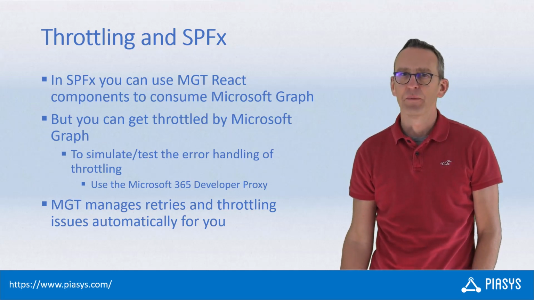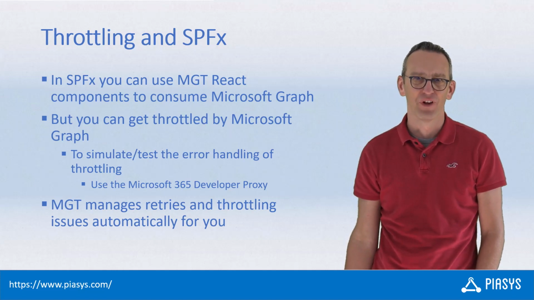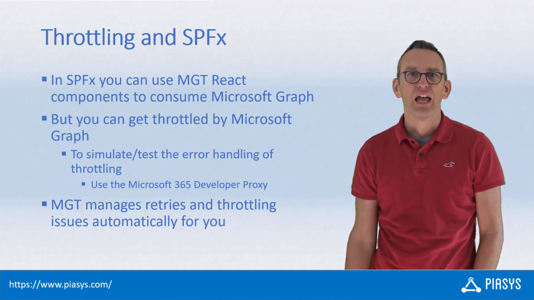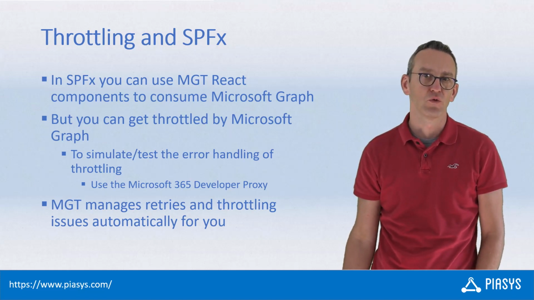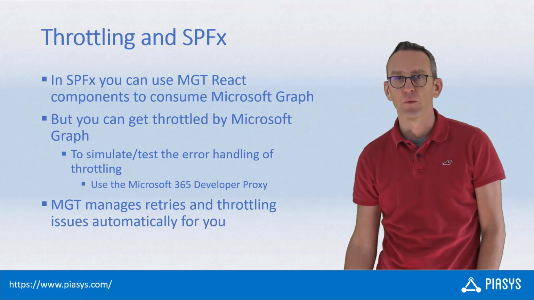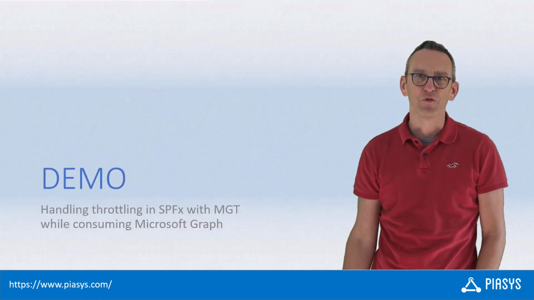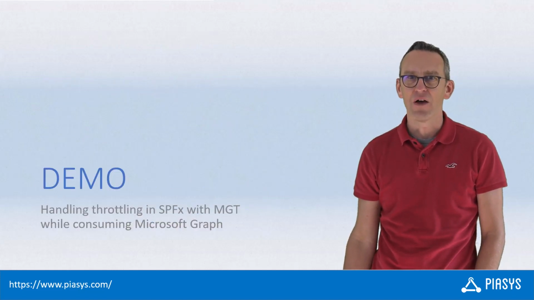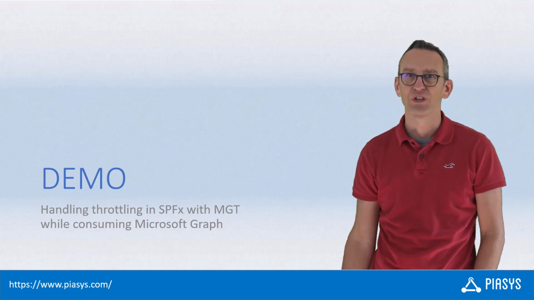This is the third episode about how to manage throttling when consuming Microsoft Graph using SharePoint Framework. And today I want to show you how the Microsoft Graph Toolkit is really helpful whenever you want to consume Microsoft Graph, even when there is eventually a throttling event while consuming it. So, like always, let me move to the demo environment and show you how MGT can help you build really solid solutions with SharePoint Framework.